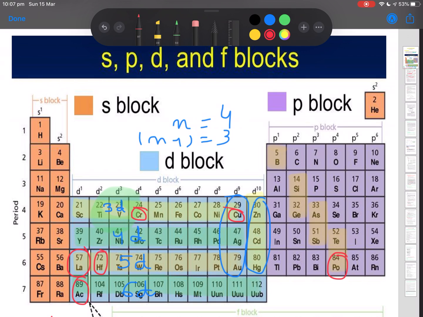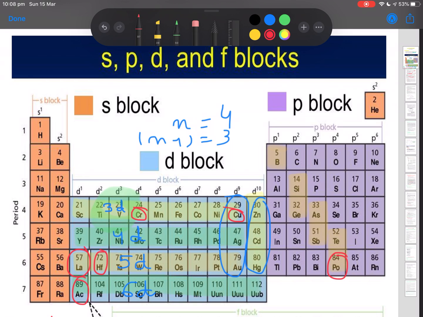So S block elements are core metals. P block, I said non-metallic as well as metalloids. Metalloids I've highlighted. What about D block? So D block elements are again all metals. And you know, I can figure it out for you here very clearly.